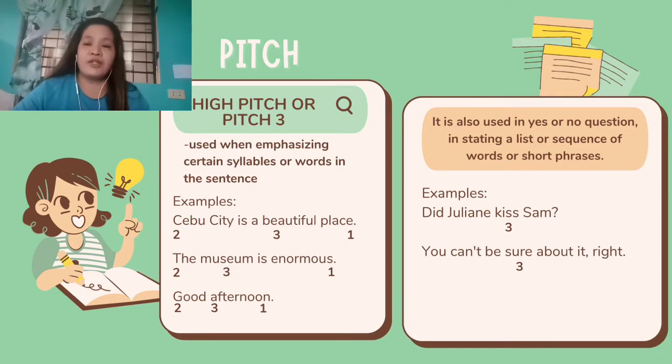Another one is the high pitch. High pitch or pitch 3 is used when emphasizing certain syllables or words in a sentence. It is usually used in stressed words or the words of a thought unit. Examples are, Cebu City is a beautiful place. The museum is enormous. Good afternoon. Nakikita nyo kung saan yung high pitch? Cebu City is a beautiful place. And the museum is enormous. Good afternoon.